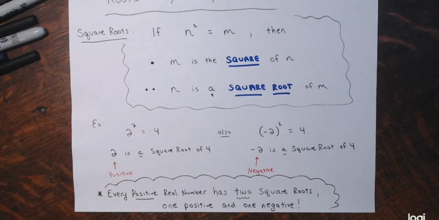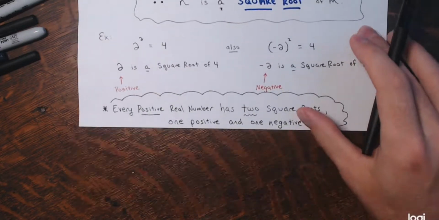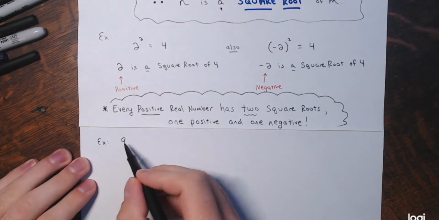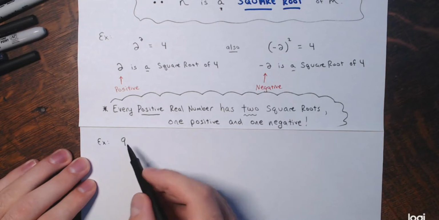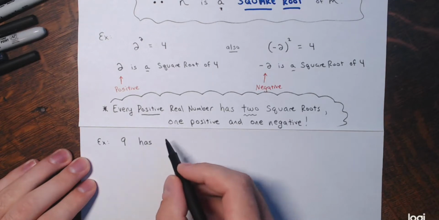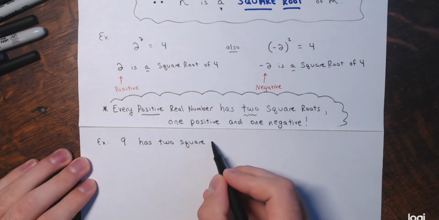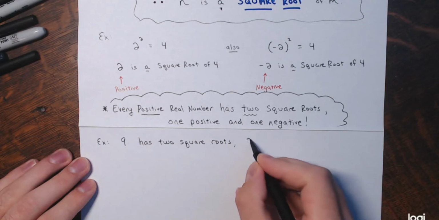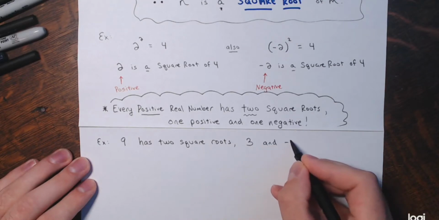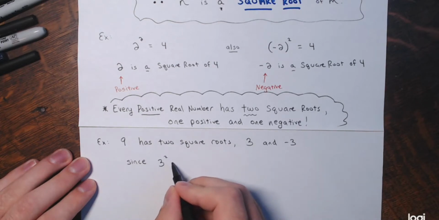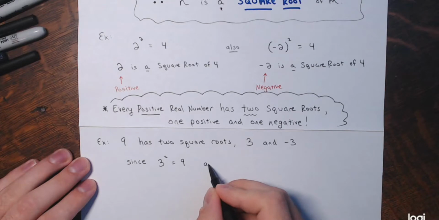So another example would be, hey, how about 9? 4 has 2 square roots, 2 and negative 2. 9 has another example. 9 has 2 square roots. It's a positive real number. 9 has 2 square roots as well. And these would be 3 and negative 3, since if you raise 3 to the second power, you will get 9. And the same thing will happen for negative 3.